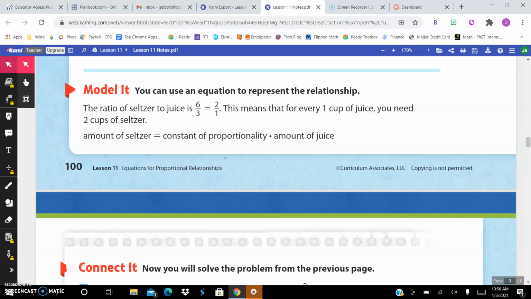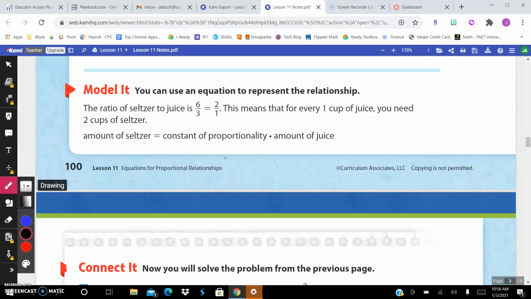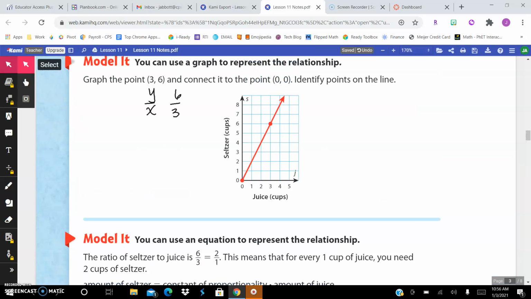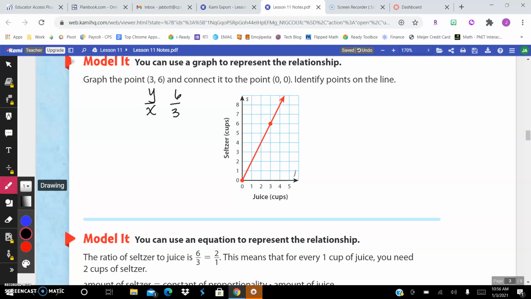And we can also write an equation. So we know that our constant of proportionality was 2. So we can write y equals 2x. And we already talked about in the graph situation here how x is our juice and y is our seltzer, because we knew this piece of information.